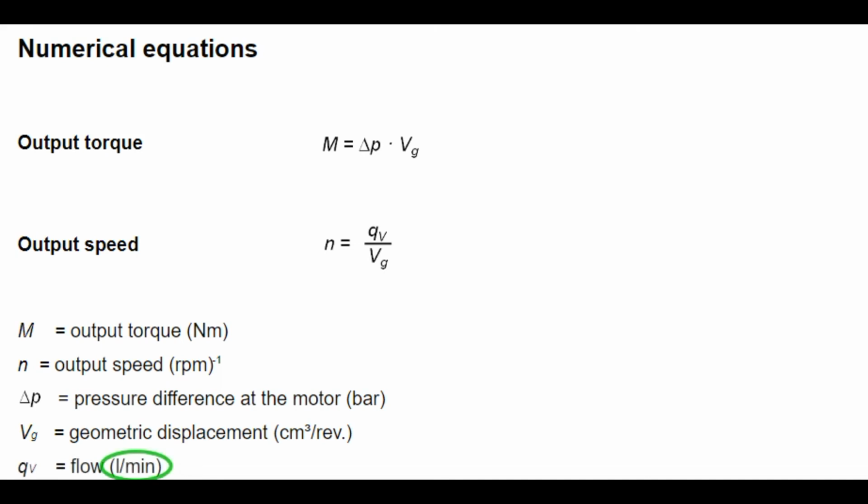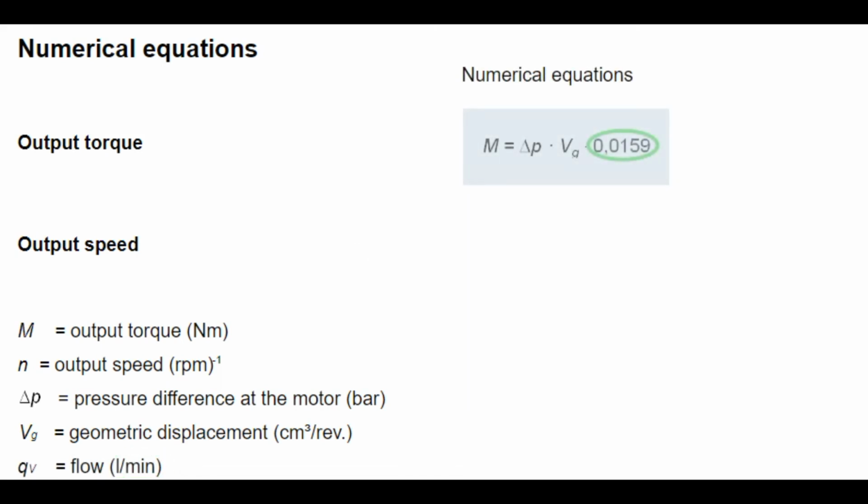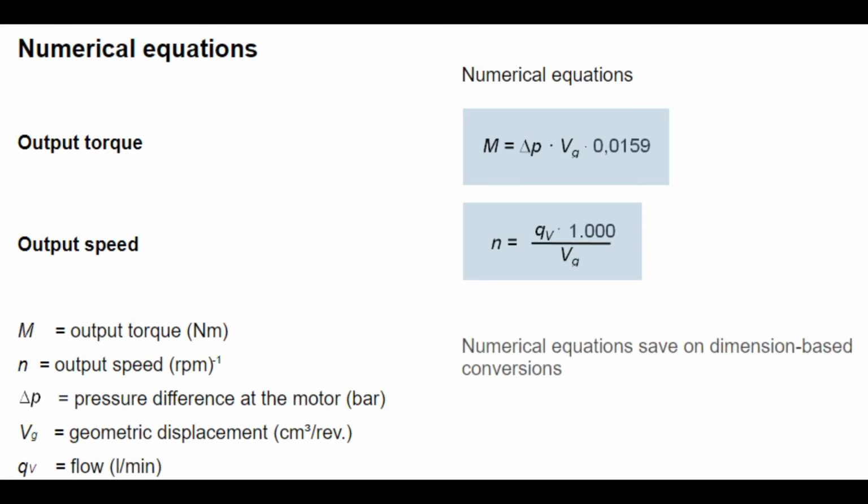in the formulas. This gives us practical numerical equations in which the output torque is multiplied by 0.0159 and the output speed by 1000. The advantage of numerical equations is that only numbers have to be used for the variables and no conversion is necessary. Note with these equations that efficiency is not yet considered.